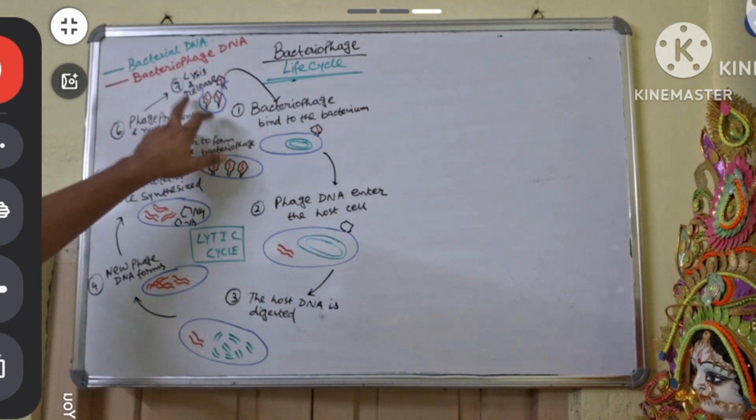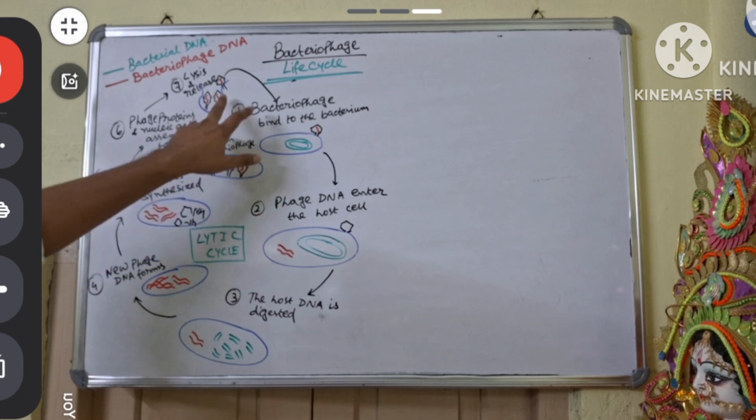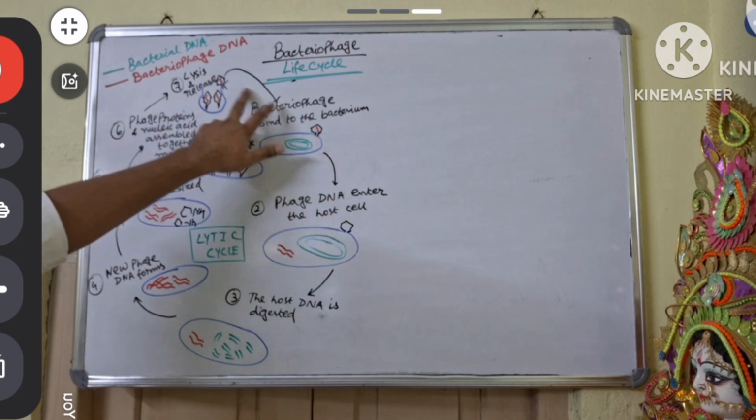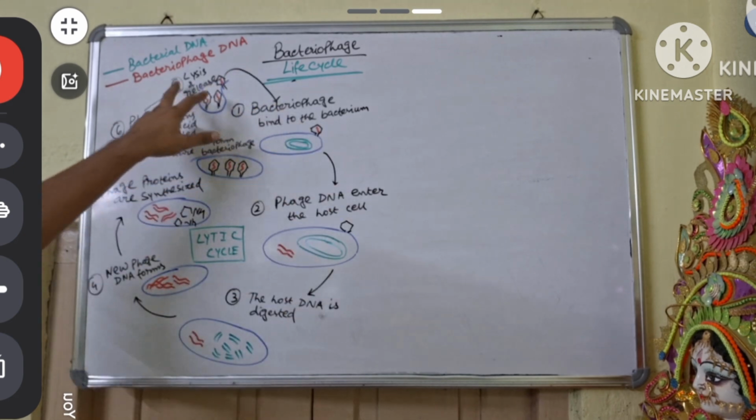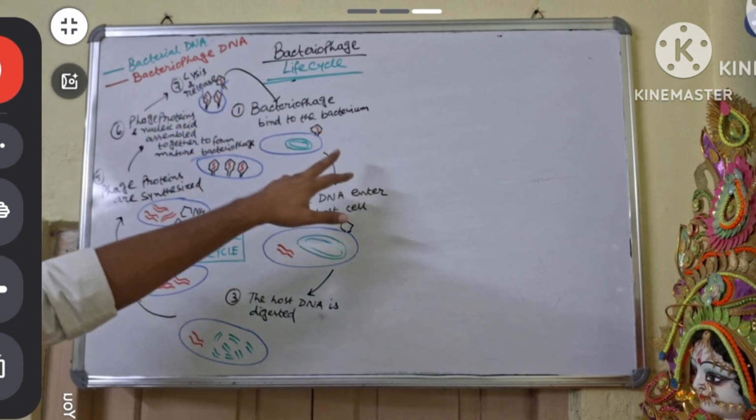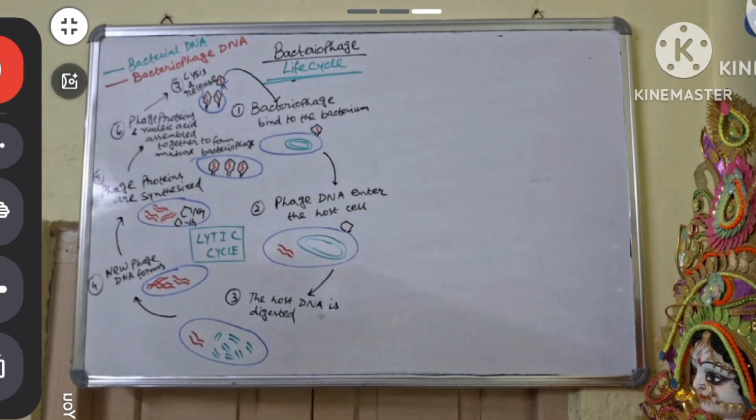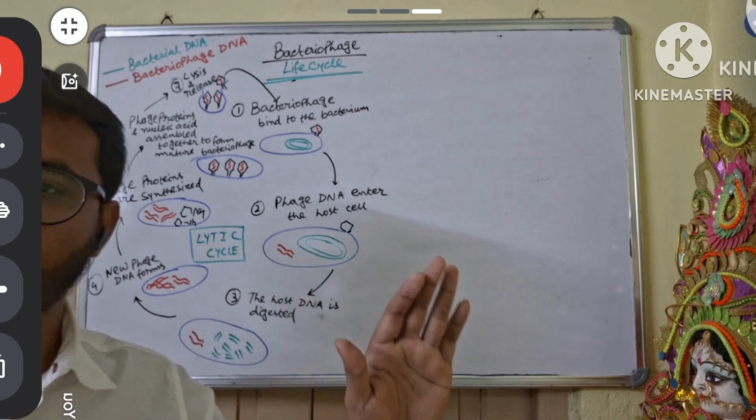Lysis and release. Mature bacteriophage now release and a new cycle begins. Means after step 7, a new cycle of lytic cycle starts. So the diagram and words are all perfectly aligned.